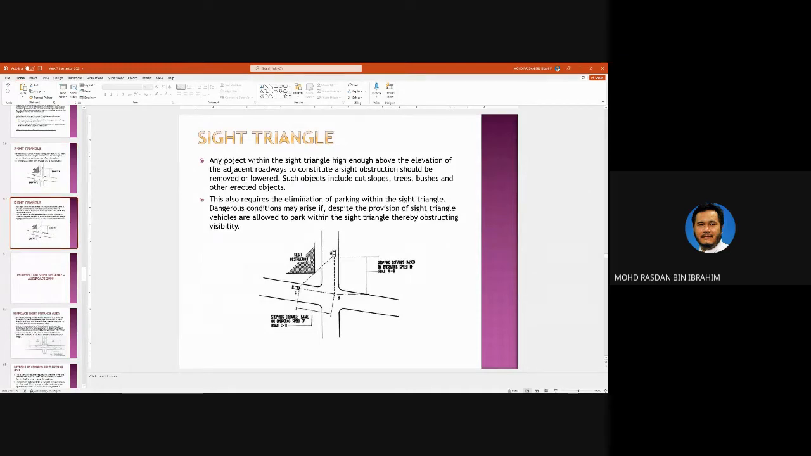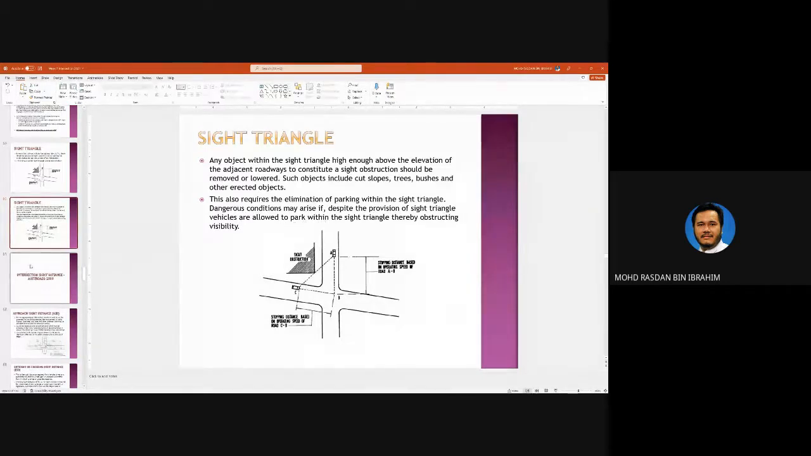Any object within the side triangle high enough above the elevation of the adjacent roadway should be lowered. So anything that hinders the view over here should be eliminated. Such objects include flat slopes, tree bushes, and others. This also requires the elimination of parking within the side triangle, meaning that no parking should be allowed here.